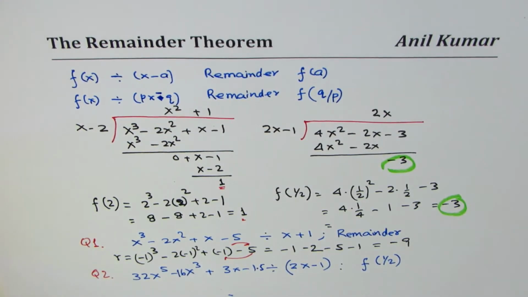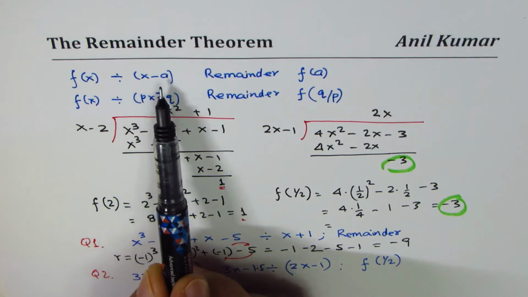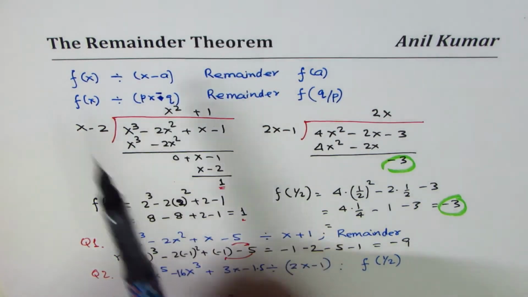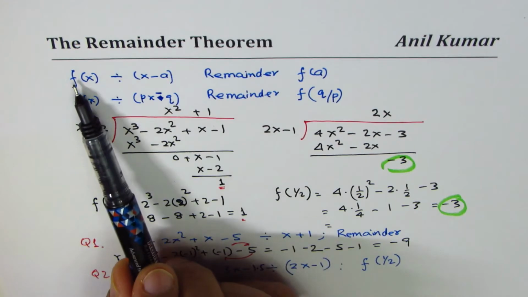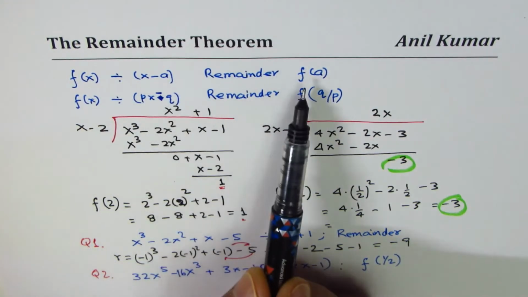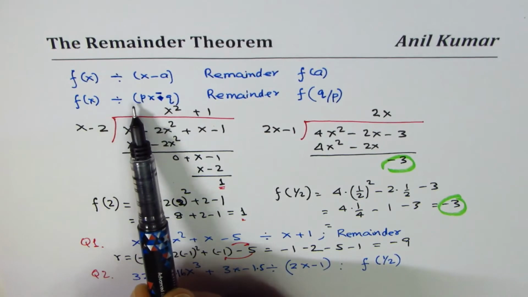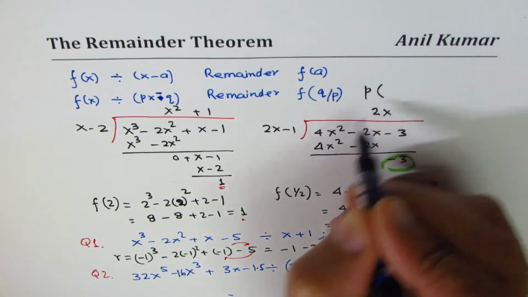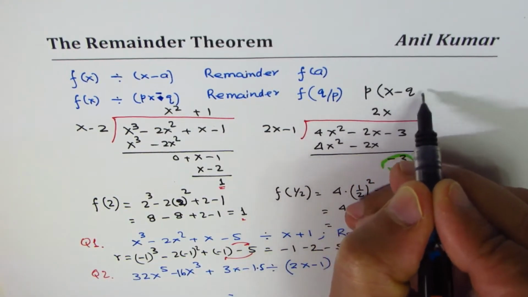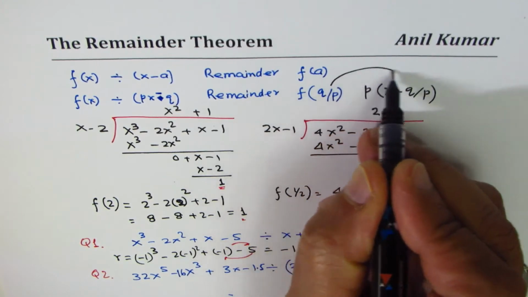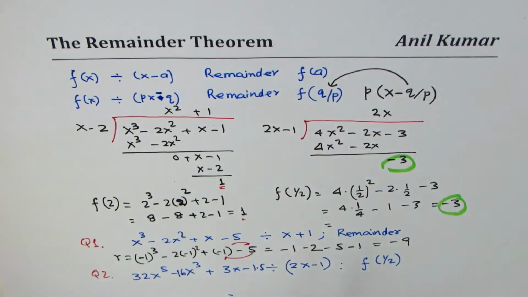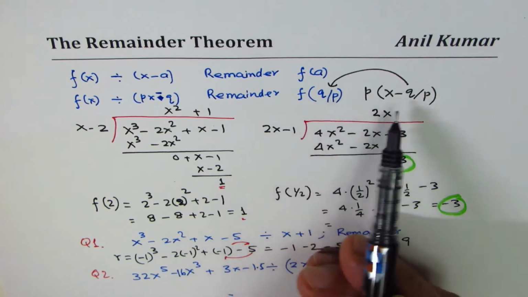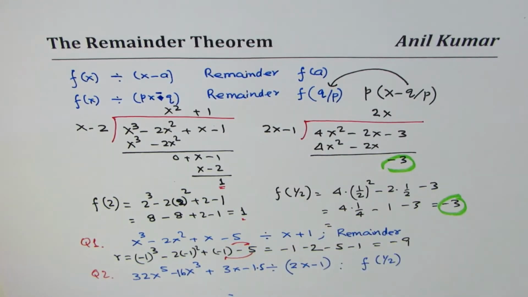So we have understood what remainder theorem is. Remainder theorem basically states that if a polynomial is divided by x minus a, you may get some quotient, but the remainder is value of that polynomial at x equals to a, which is f of a. And if you divide by px minus q, remember we can write px minus q as p common, x minus q over p. That gives you the connection. Do you see that? So the remainder will be value of the function at q divided by p, right?